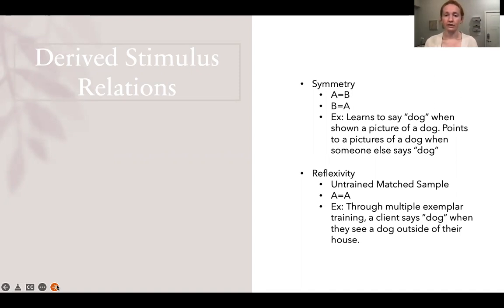And then also reflexivity. This refers to an untrained match to sample being learned. So A equals A when that has not been explicitly taught to the client. An example related to this case study: through using multiple exemplar training, a client is able to say "dog" when they see a dog outside of their house, or they are able to say "cat" when shown a novel picture of a cat. So being able to identify and match without explicitly being taught those matches or those stimuli.